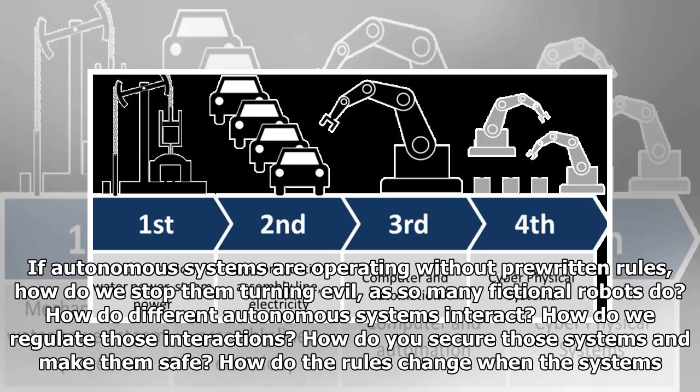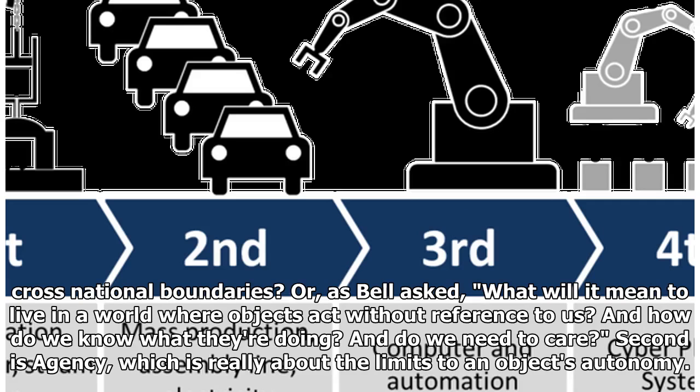First is autonomy. If autonomous systems are operating without pre-written rules, how do we stop them turning evil, as so many fictional robots do? How do different autonomous systems interact? How do we regulate those interactions? How do you secure those systems and make them safe? How do the rules change when the systems cross national boundaries? Or, as Bell asked, what will it mean to live in a world where objects act without reference to us? And how do we know what they're doing? And do we need to care?